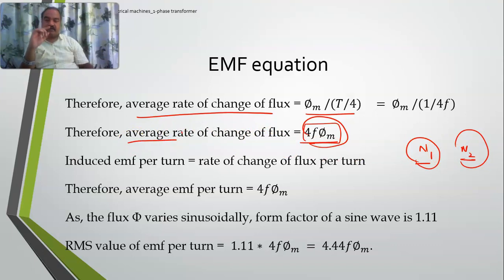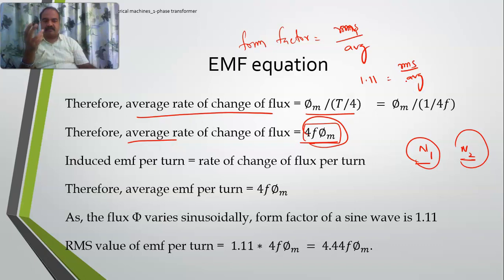In order to get the RMS value, what is form factor? Form factor is the RMS value by the average. I want the RMS value all the time, so what should I do? Average into form factor. What is the form factor of a sinusoidal wave? It is fixed, 1.11. So you multiply it and you will get the RMS value.